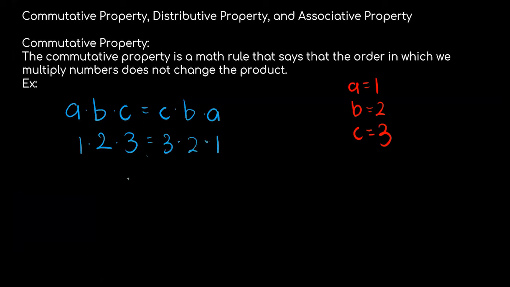Let's check if this actually works. 1 times 2 is 2, and 2 times 3 is 6. That equals this. 3 times 2 is 6, and 6 times 1 equals 6. And that proves the commutative property works.